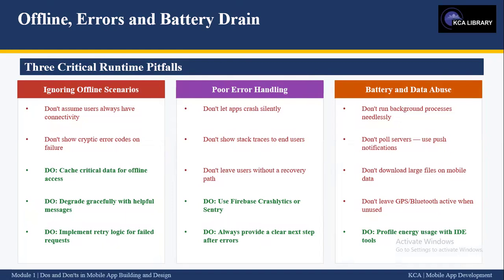Applying errors and battery drain. Three critical runtime pitfalls. Three critical runtime issues must be avoided: neglecting offline scenarios, poor error handling, and excessive battery consumption. Applications should not assume constant internet connectivity and must provide meaningful feedback during failures.